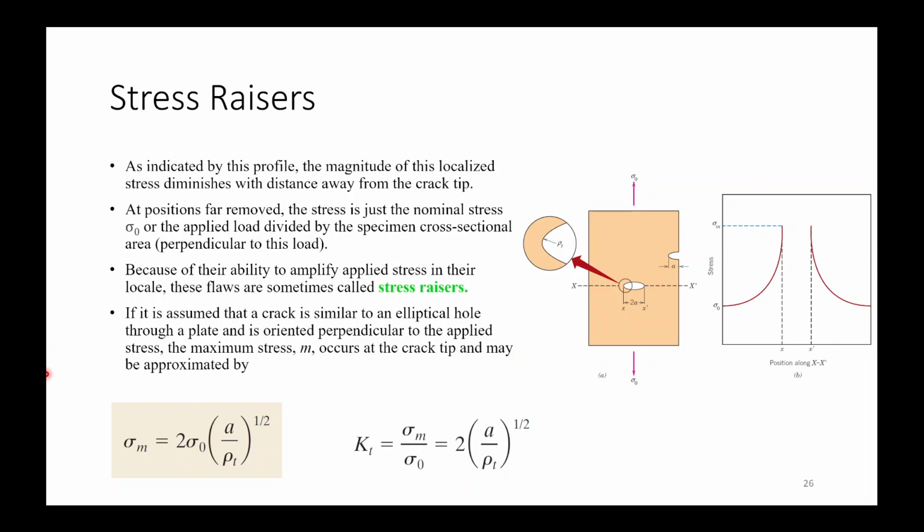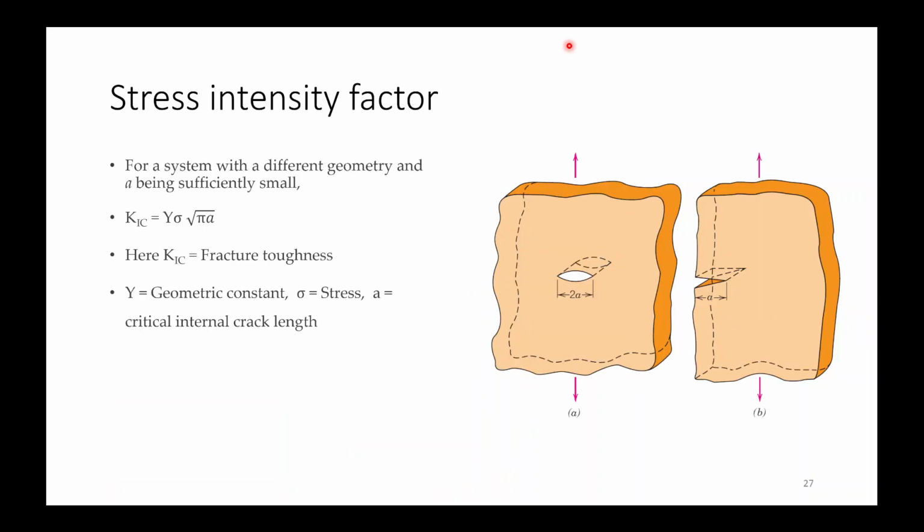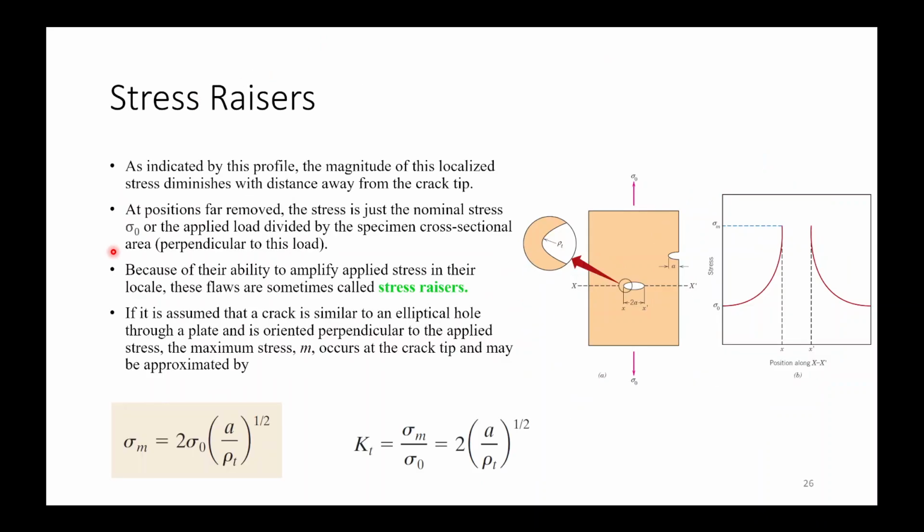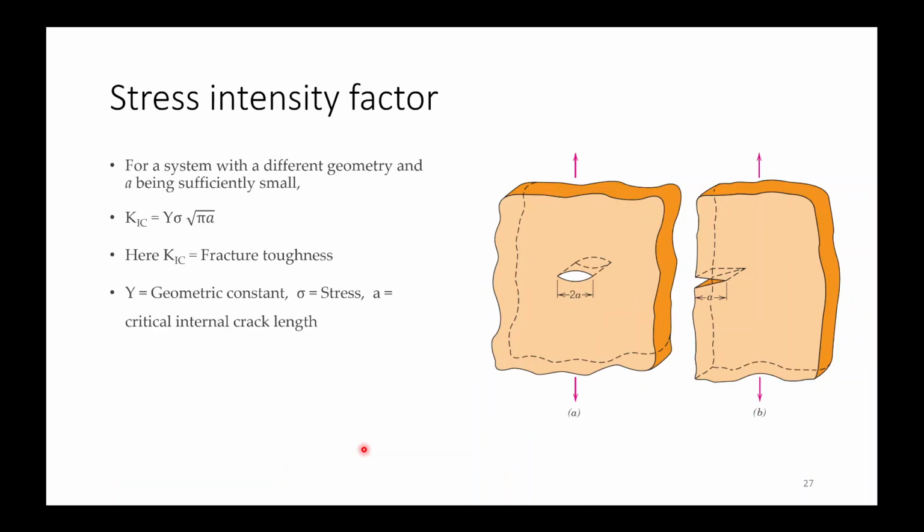these flaws are sometimes called stress raisers. And if it is assumed that a crack is similar to an elliptical hole through a plate and is oriented perpendicular to the applied stress, the maximum stress sigma m occurs at the crack tip and may be approximated by 2 sigma naught times (a upon rho t) to the power half. Now, rho t is the curvature of this crack tip. Now, the stress intensity factor Kt. This Kt is your stress intensity factor. Now, for a system with different geometry and a being sufficiently small, KIC can be given as Y sigma root pi a, a being your crack length, sigma your applied stress, and Y your geometric constant.